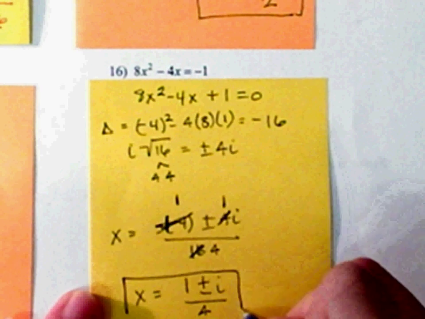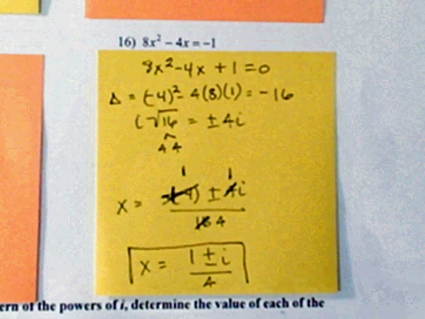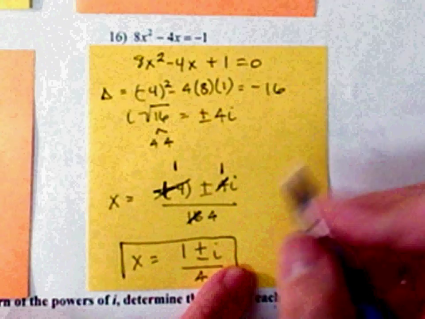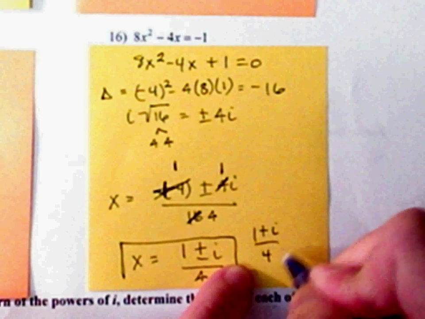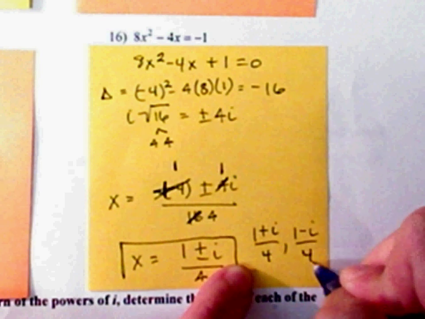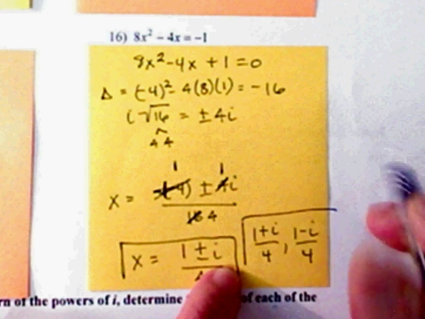You can write your answers together. You can leave it separate. Okay? You can write it like this. 1 plus i over 4. 1 minus i over 4. This is also the same thing.